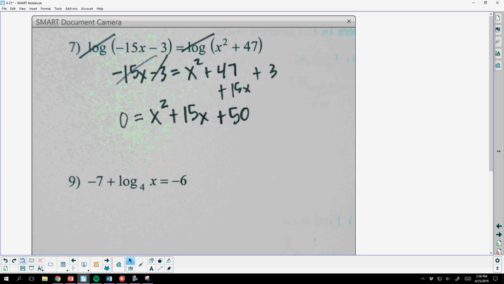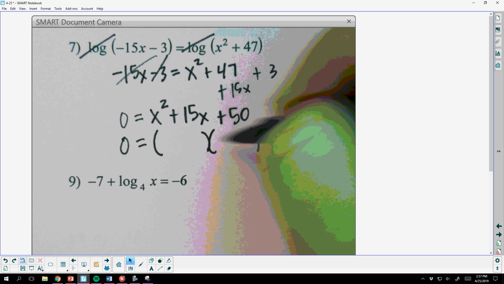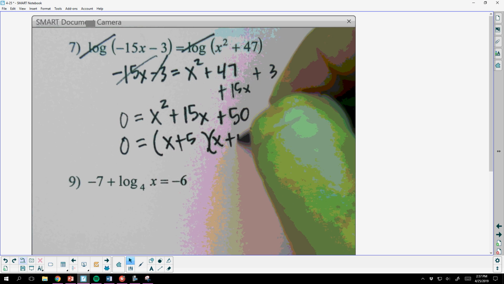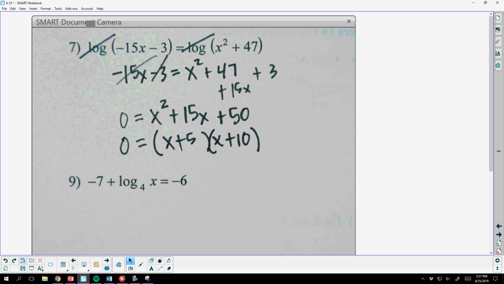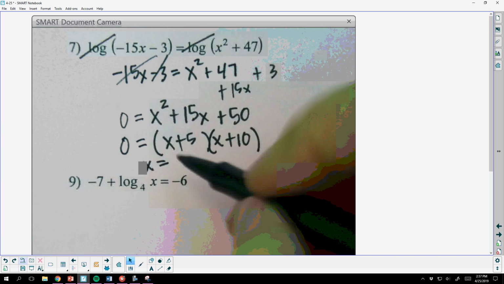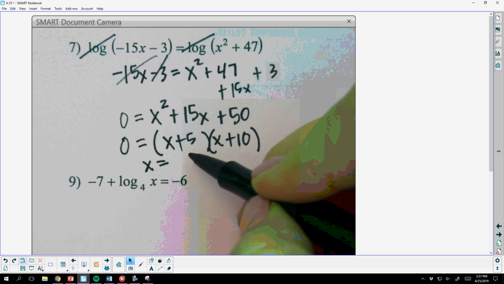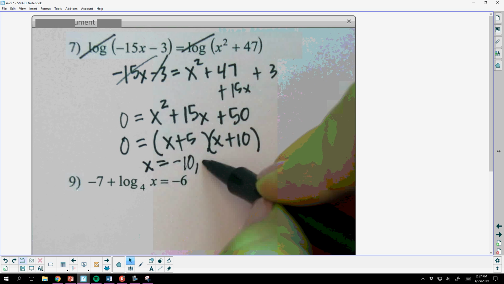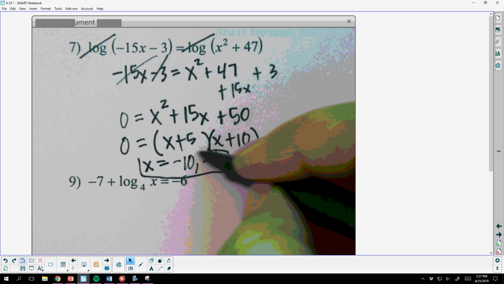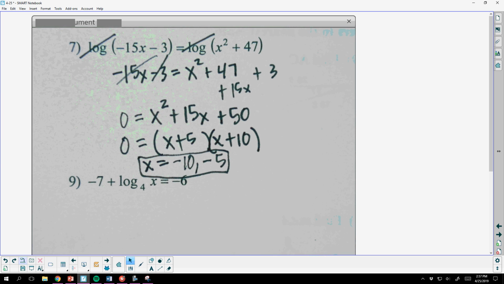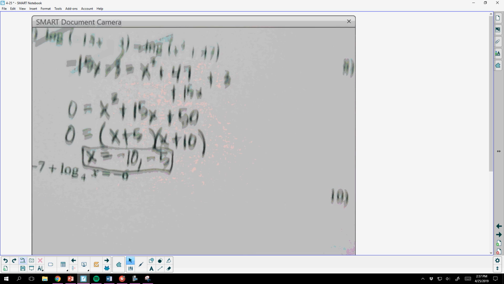And now we want to find factors of what number, 50, that add up to 15? So then, what are they? 5 and 10. And are we finished there? If those are the factors, the solutions are the opposite signs. So it'll be negative 10 and negative 5, because they're the opposite signs of the factors, okay? All right, and the answers are on the back for you to check as you go along, okay?